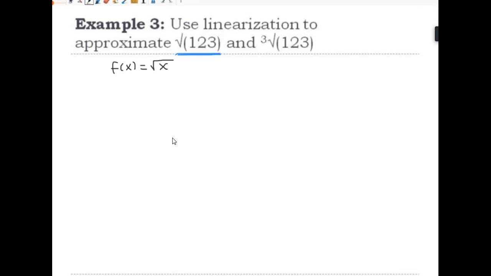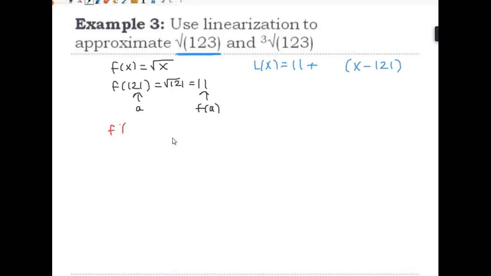Perfect. So I'm going to use my x value to be 121 so that my y value is a nice 11. So 11 is my f of a and 121 is my a. So my L of x is f of a plus f prime of a times x minus a. So what am I missing still for linearization? I need f prime of a.